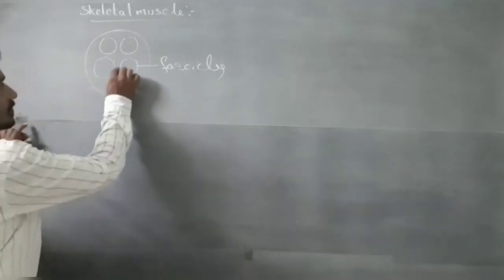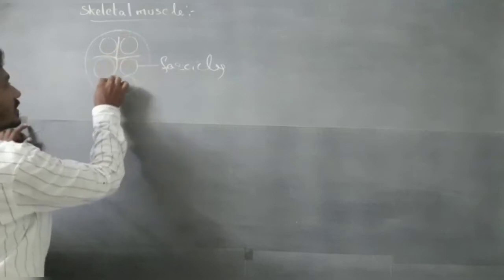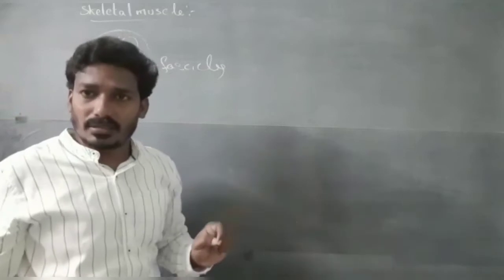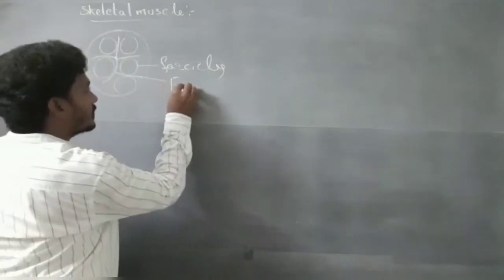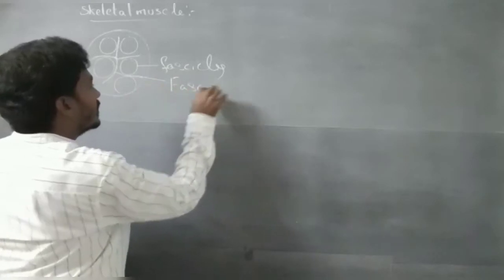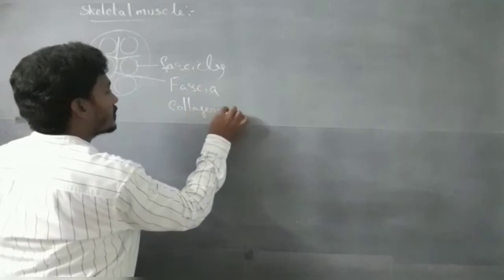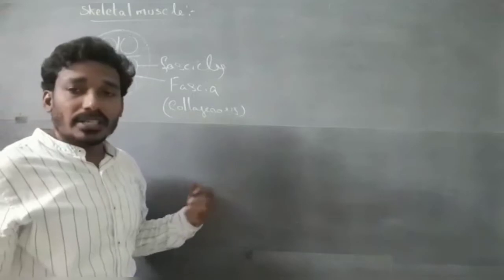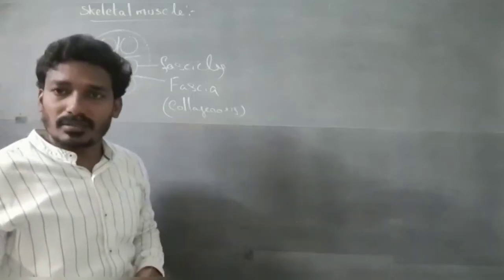Each fascicle is connected together by a common collagenous sheath called fascia. This is collagenous. Our body is made up mostly of collagenous protein.